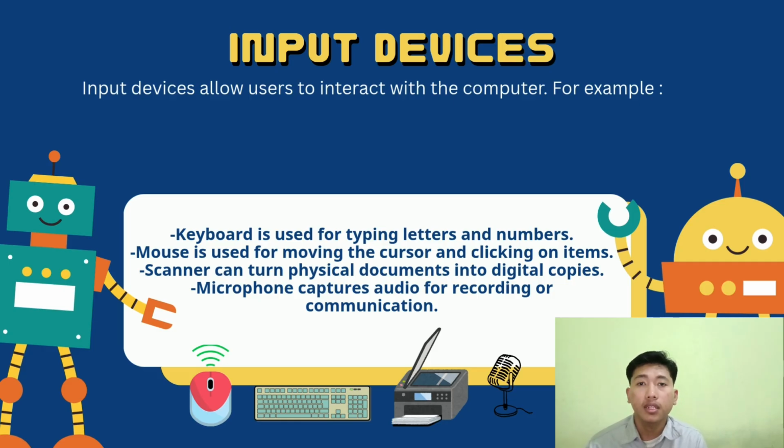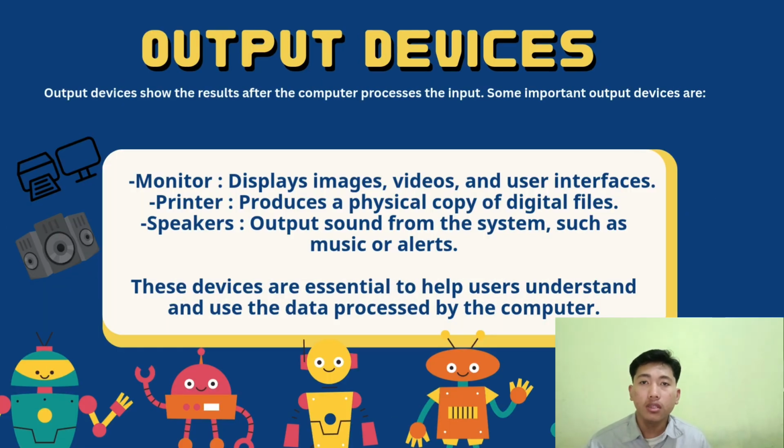Input device. Input devices allow users to interact with the computer. For example, the keyboard is used for typing letters and numbers. The mouse is used for moving the cursor and clicking on items. Scanners can turn physical documents into digital copies. A microphone captures audio for recording or communication.